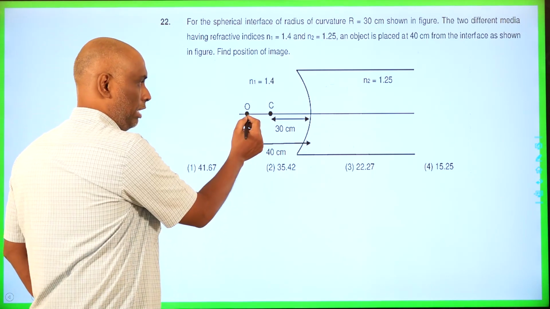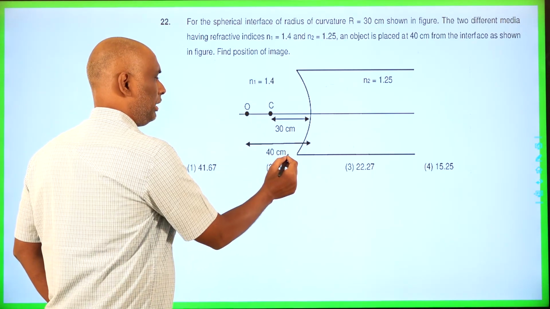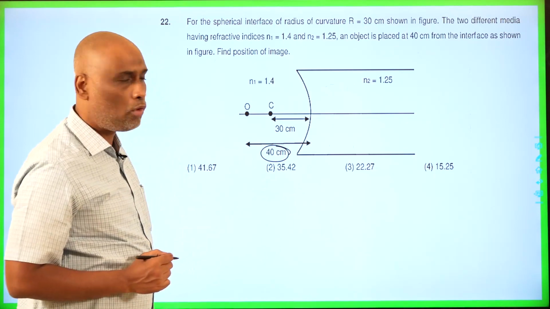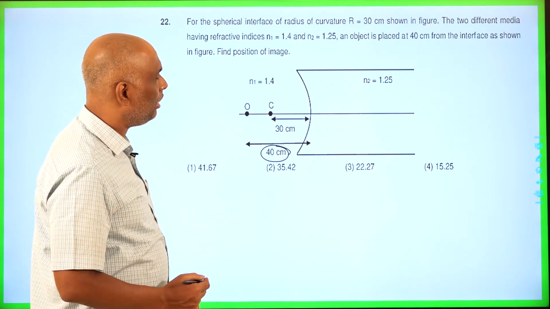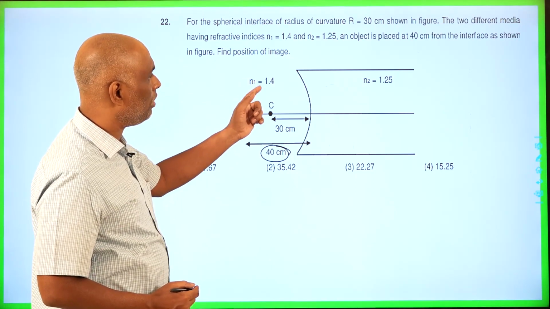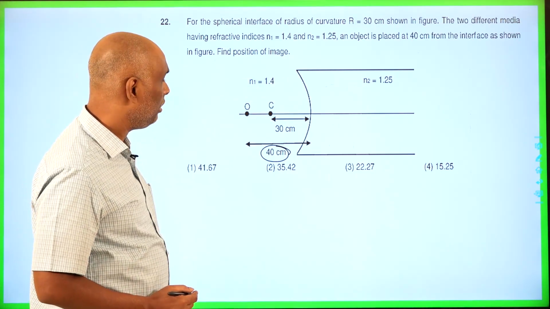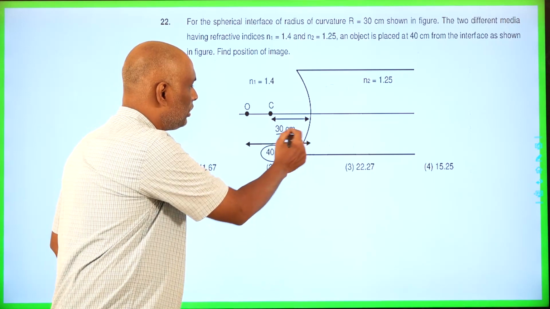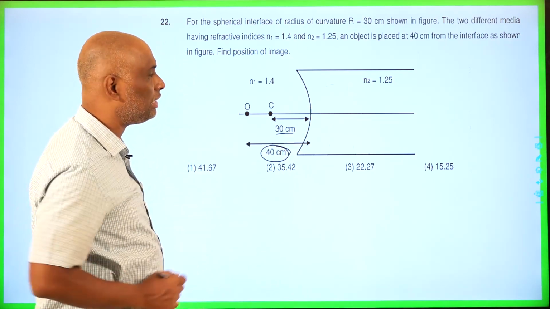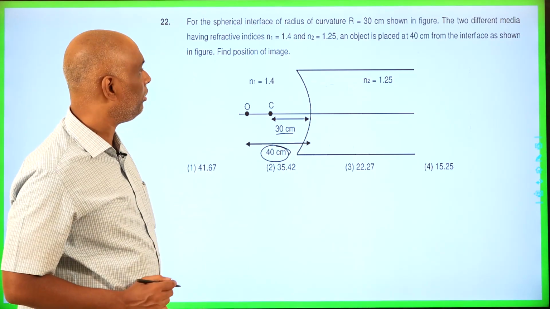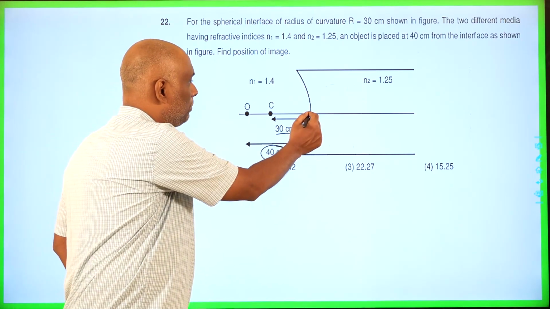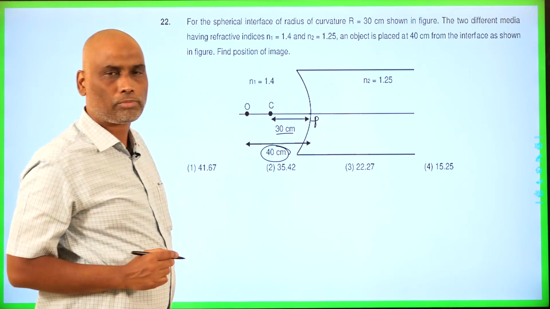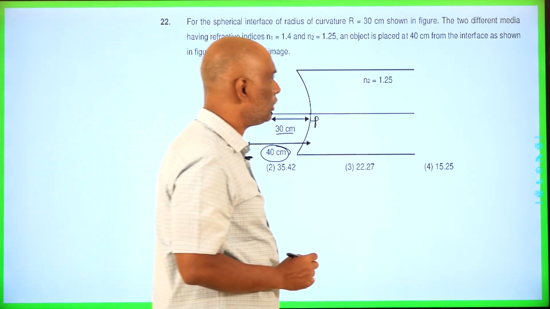Here an object is given like this, the object distance is 40 centimeter, of course sign convention wise it is minus, and then there are two different mediums of refractive index 1.4 and 1.25. The radius of curvature is given as 30 centimeter in magnitude. You are asked to find the position of the image formed from this particular point P. So, how do you calculate this?